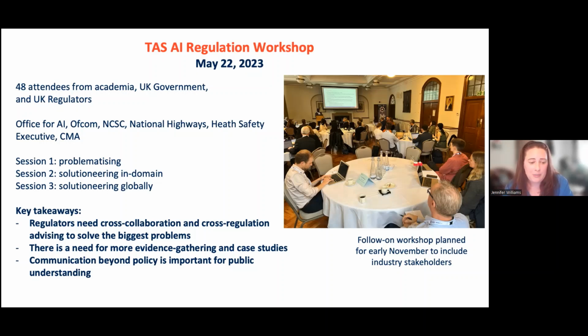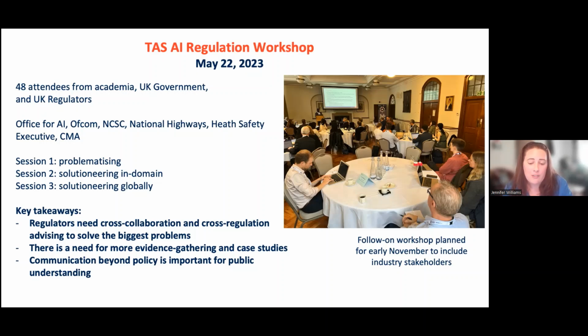And we had 3 different sessions during the day where we had a problematizing session, solutioneering in domain for different sectors, and then a solutioneering globally, looking for global links in AI regulation that we could talk about. So some of the key takeaways were that regulators need cross-collaboration as well as cross-regulation in order to advise and solve some of the really big problems in AI regulation.